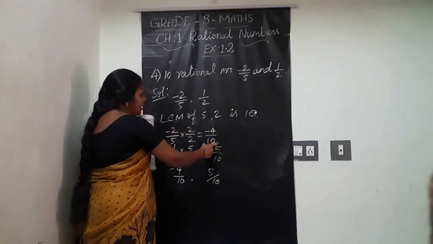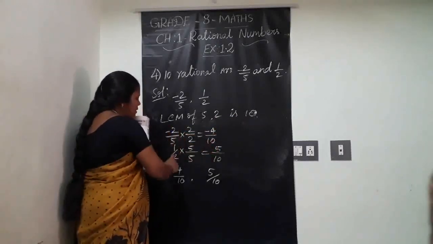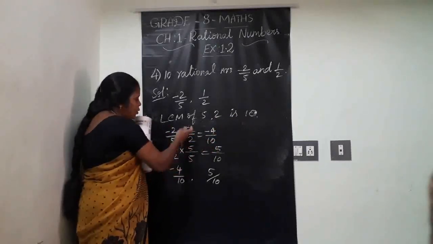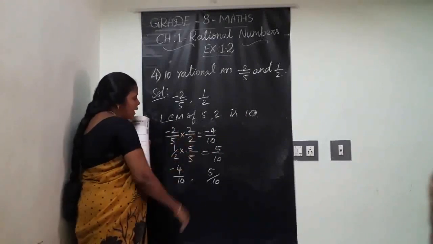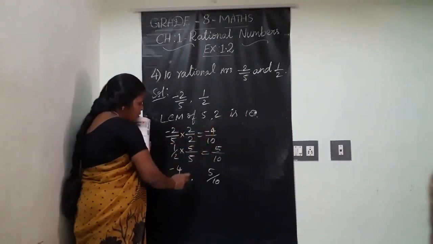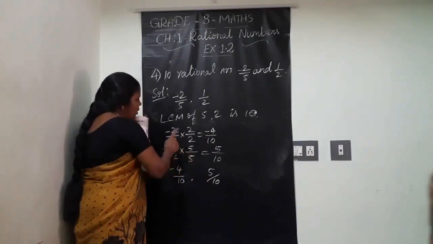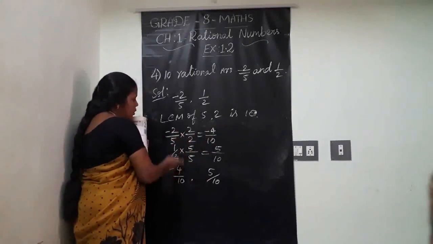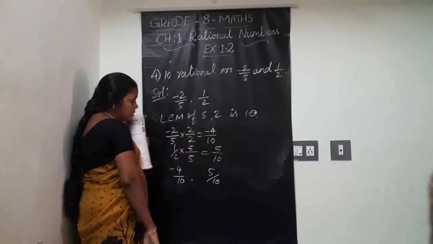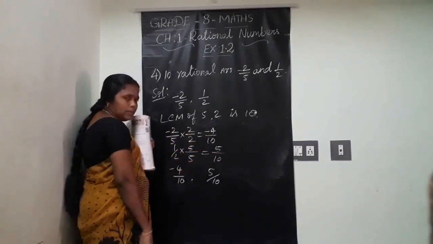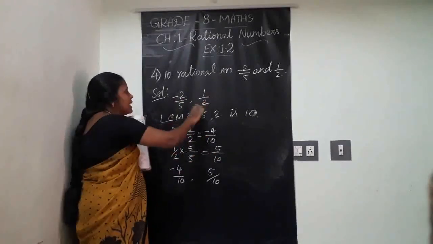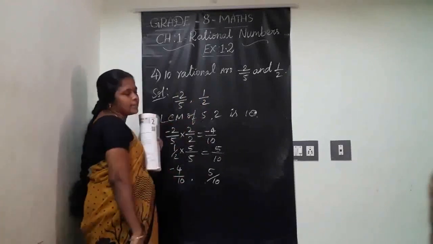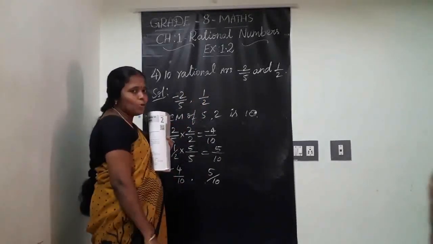For getting that 10, I have multiplied the given fractions by the common factors 2 by 2 and 5 by 5. At that time, my answers are minus 4 by 10 and 5 by 10. Now, both are equivalent fractions only. This is equivalent with this. This is equivalent with this. We changed unlike fractions as like fractions. That's all. Sum over? No.